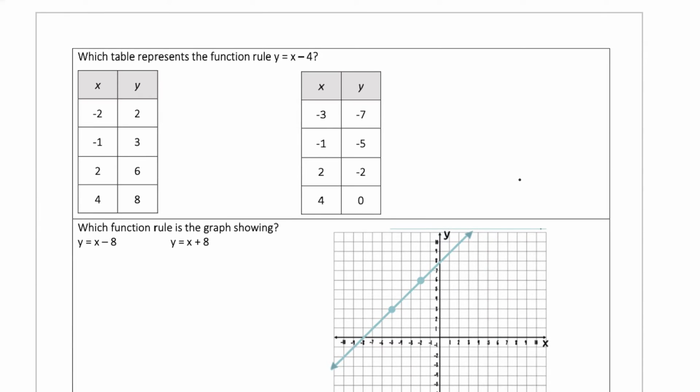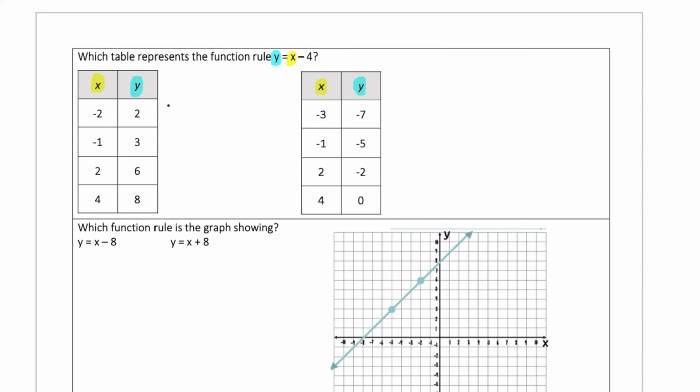In our next example, it says which table represents the function rule y equals x minus 4. So we're doing something very similar to what we just did in the last problem, but this time we're given a table of values and we're comparing that to a potential function rule. So these two tables have x and y values, but we want to see which one came from taking your x value and subtracting 4 to make your y value.